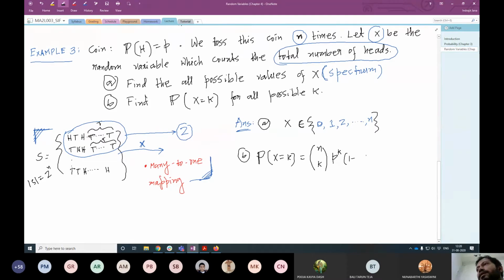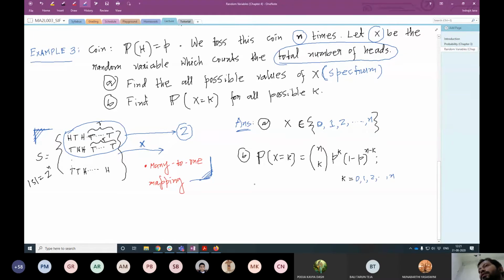And all other slots you get tail, which has probability 1 minus p, and there are the remaining n minus k many slots. So the probability of X equal to k is n choose k times p to the power k times 1 minus p to the power n minus k. Most importantly, this formula is not valid for all k. This formula is valid only for the k which are in this spectrum, which means this formula is valid for k equal to 0, 1, 2, up to n.